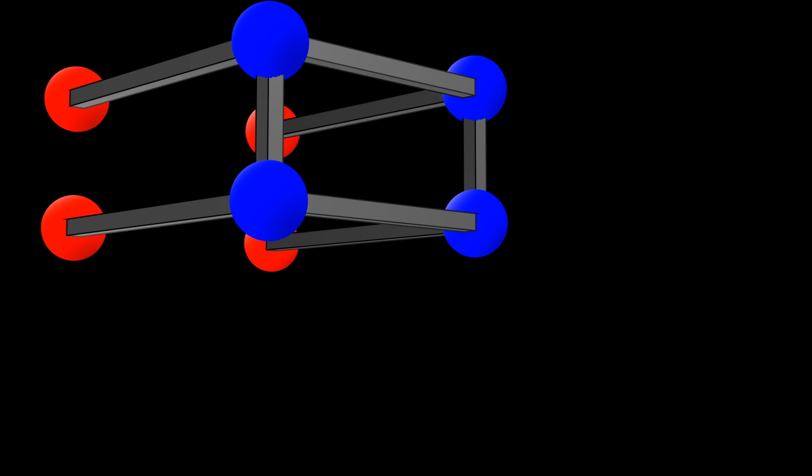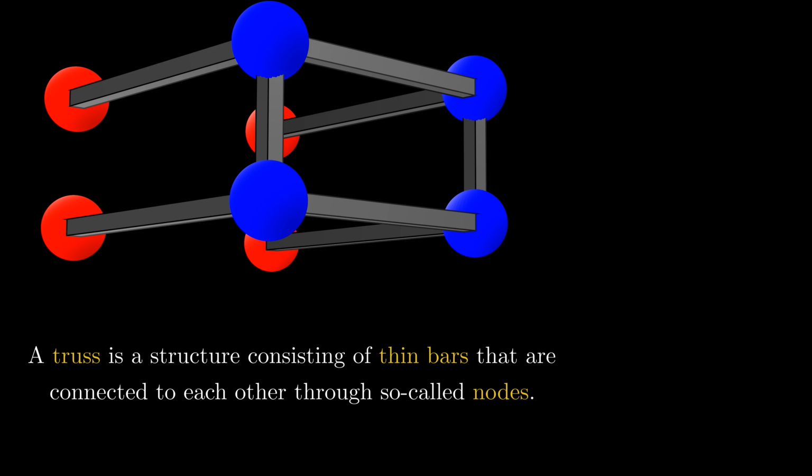A truss is a structure consisting of thin bars that are connected to each other through so-called nodes. As you can see in the picture, some of the nodes in the truss are colored differently. On the one hand we have the red nodes, which are called fixed nodes. These nodes are connected to the surrounding and cannot move. On the other hand we have the blue nodes, called free nodes, which are flexible. These nodes can change their positions if a force is applied to them. In this video, forces can only be applied to the blue nodes of a truss, not on the red nodes or anywhere else on a bar.